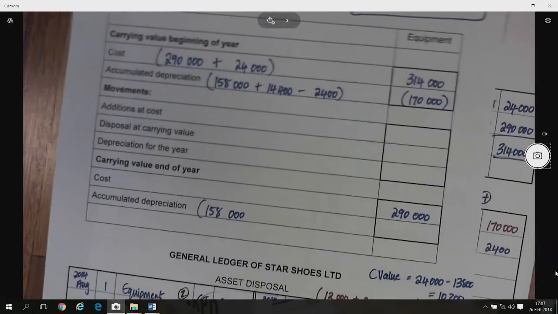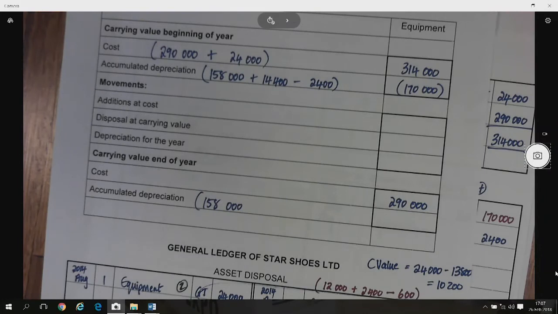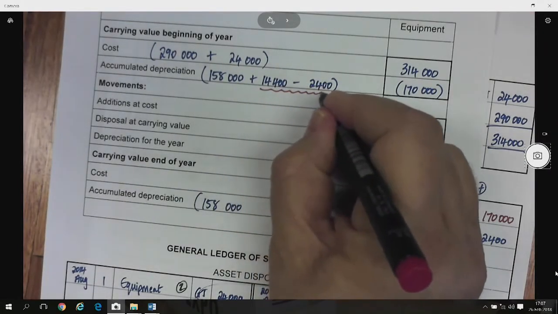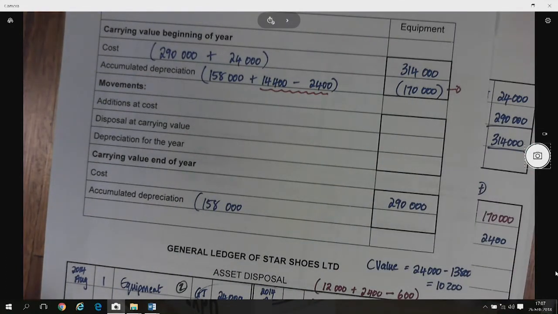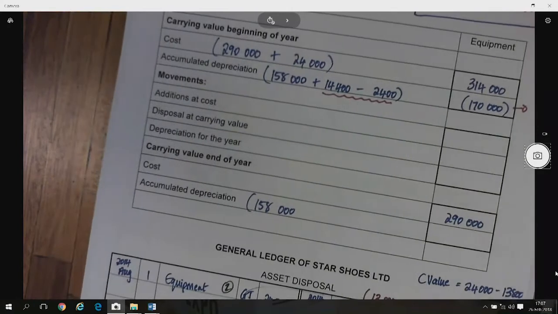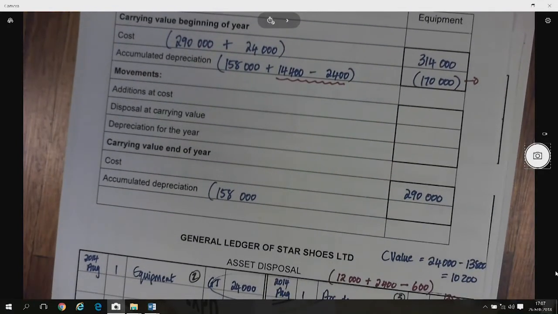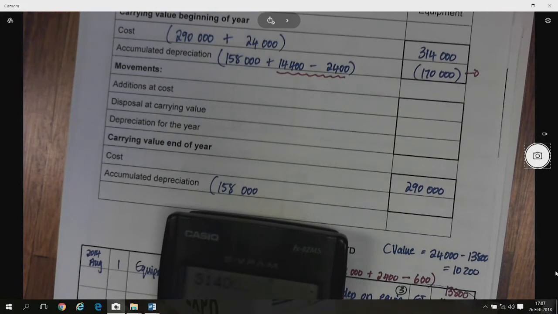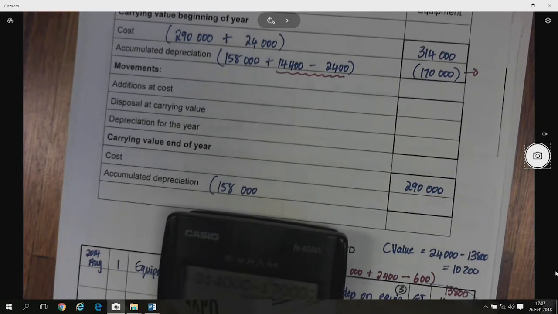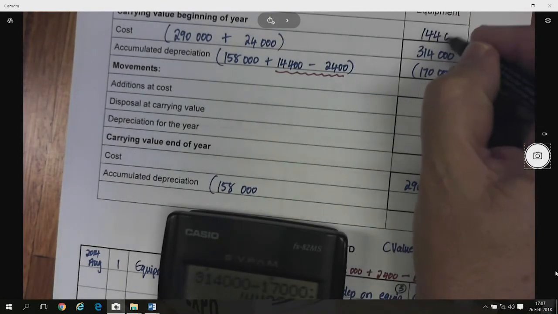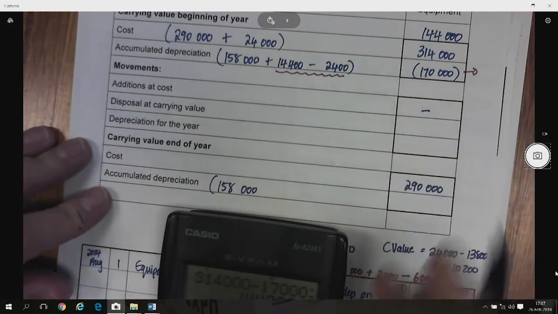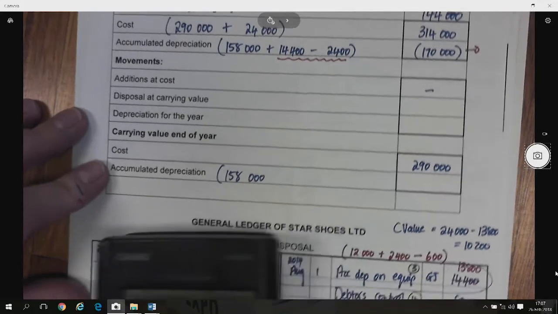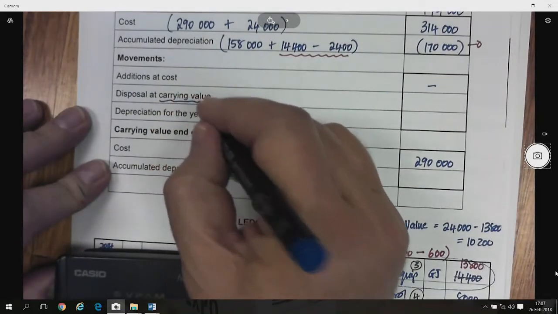Okay. So please see that I use the wrong amounts to get to the correct balance on top, because the wrong amounts was subtracted. So I just want the 170,000. 314 minus 170,000 gives us 144,000. That was the carrying value at the beginning of the year. We didn't buy anything new. Disposal at carrying value.